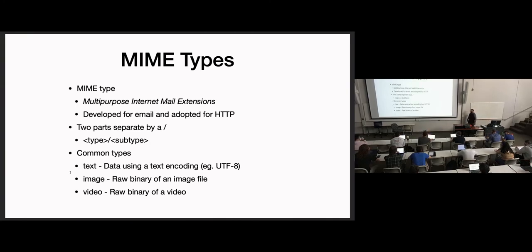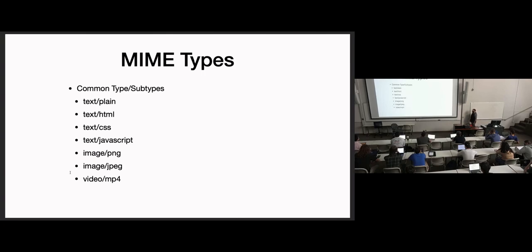For the type video, would that also include audio, or would that be separate? That would contain audio as well. So you'd see something like video/mp4, and MP4 will contain the video and the audio. Then we have a lot of subtypes, the ones that we'll see.